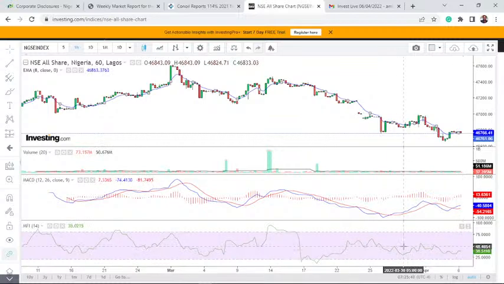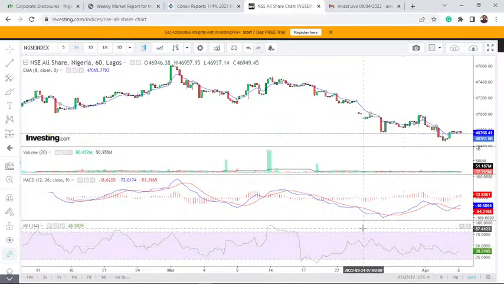The quick one, I want to look at what is happening in NGX. Let's go to Nigeria. Sorry, let's look at livestock first before we go to NGX.